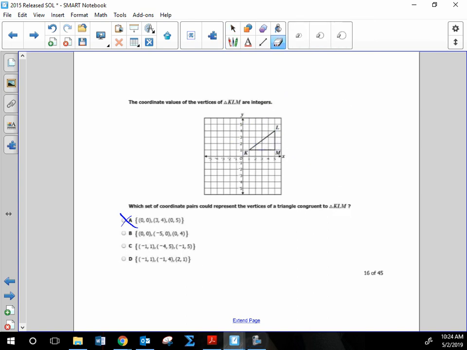Alright. Let's check for B. B is 0, 0, negative 5, 0, 0, 4. Hey, we've got a right triangle. So this is side length 5, this is side length 4. It was 3 and 4 that were perpendicular. So wrong sides. When we do C, negative 1, 1, negative 4, 5, and negative 1, 5. Okay, we've got perpendicular. Now let's count it. That's 3, that's 4.